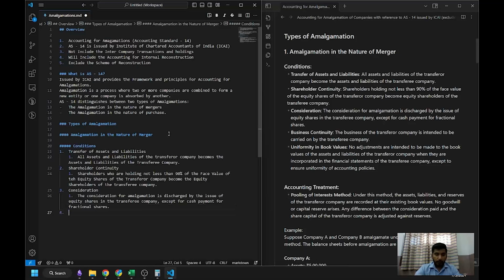Then is the business continuity. The business of the transferor company is intended to be carried on by the transferee company.